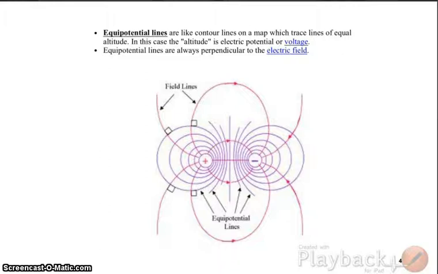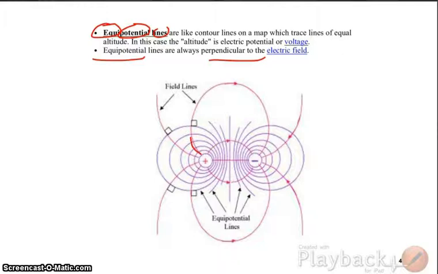Now there's this thing called equipotential lines. Now if we break it down, it makes a lot of sense. Equa, equal, potential. So we're drawing lines where the potential is equal. Equipotential lines are always perpendicular to the surface. And they're kind of similar to contour lines on a map.